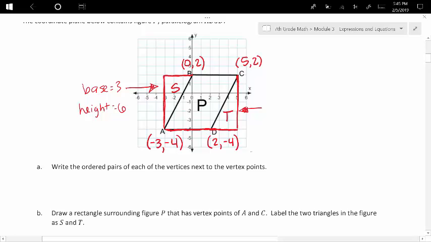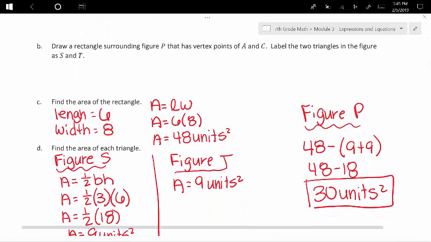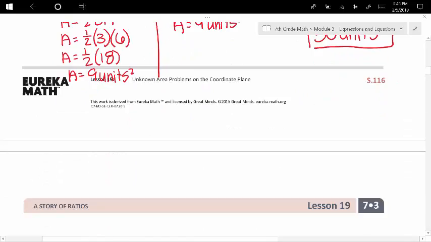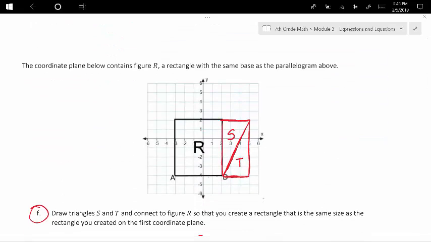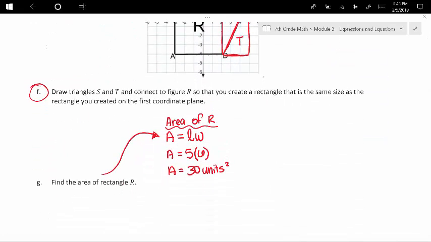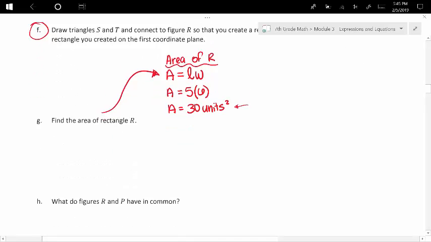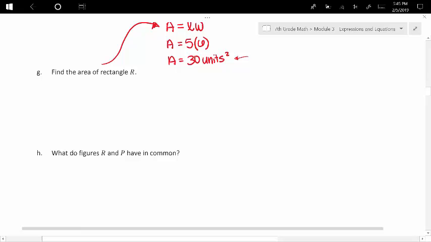So let's talk about find the area of P. Let's look at that. So the area of P is 30 units squared. And then the area of R, what is the area of R? Oh, it is also 30 units squared. So what do they have in common? They have the same area.